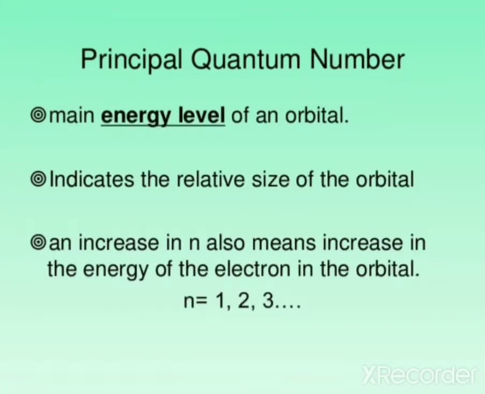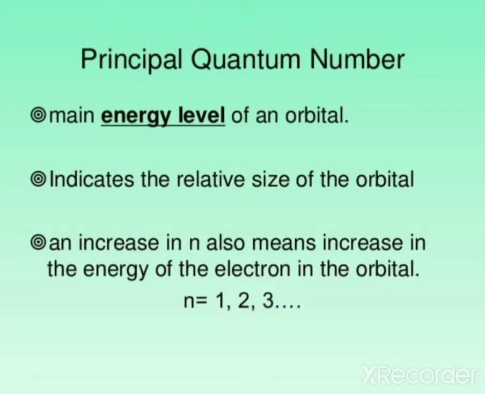Principal quantum number is denoted by the letter small n and it can have values like 1, 2, 3, 4, etc. n denotes the main energy level of an orbital. Thus, n equal to 1 denotes K shell, n equal to 2 denotes L shell, n equal to 3 denotes M shell, n equal to 4 denotes N shell. Another point is that principal quantum number indicates the relative size of the orbital. Now, an increase in n value also means increase in the energy of the electron in the orbital.